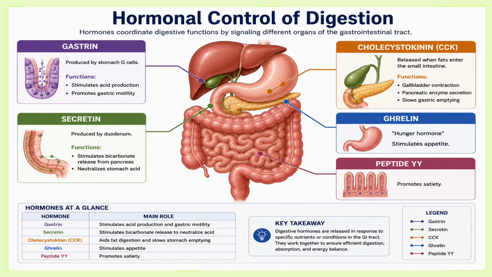Now together, these hormones help coordinate digestion by regulating appetite, stomach activity, pancreatic secretions, bile release, and nutrient processing. They ensure that digestion occurs efficiently and that the body maintains proper energy balance.